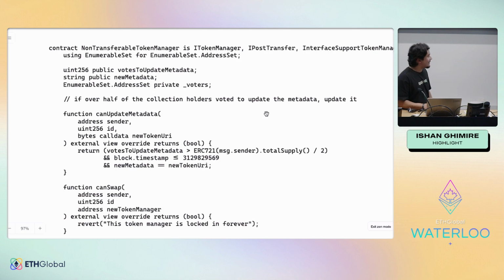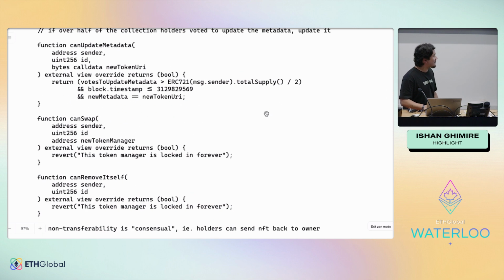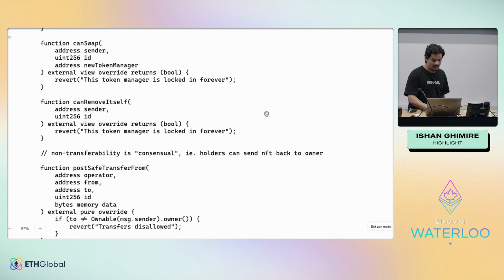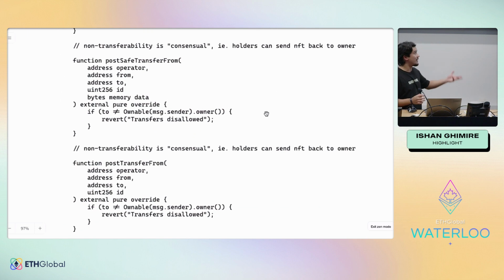But there's also can swap and can remove itself. So this is the composable autocracy part. In this example implementation, this module is fully locked in. This behavior is locked into the collection. And then finally, you can define behavior about transfers, right? So here, we wanted to make our collection non-transferable, so all the tokens are, in this case, consensually non-transferable.